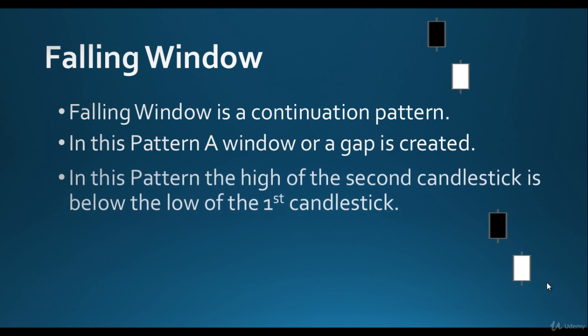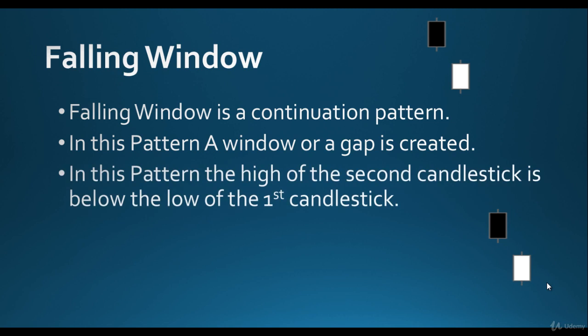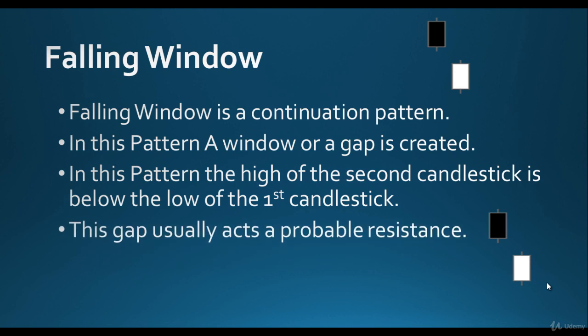really important pattern. Because in this pattern, the high of the second candlestick is below the low of the first candlestick. So basically the complete green candle, the second candle, is below the first candle. Usually in stock trading, it's not like this. The highs and lows usually overlap. But here it doesn't. It creates a gap between the low of the first candle and the high of the second candle. This gap usually acts as a probable and really strong resistance.